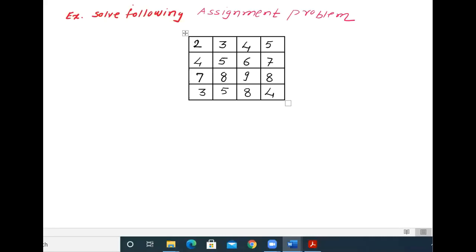So this is example one. Solve this assignment problem. Four jobs are given, say A, B, C, D. These are the jobs, and E, F, G, H. These are the machines.